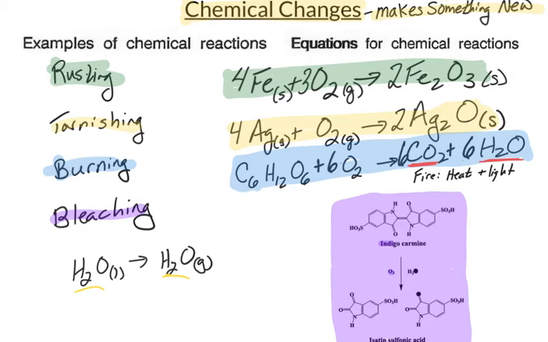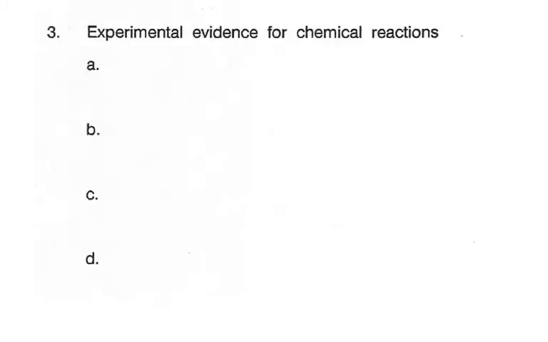But what about when we're in lab and when we're trying to look at an observation to decide, is this a physical or a chemical change? We'll talk about that next. There are 4 signs of a chemical reaction. We consider this experimental evidence that a chemical reaction has occurred.